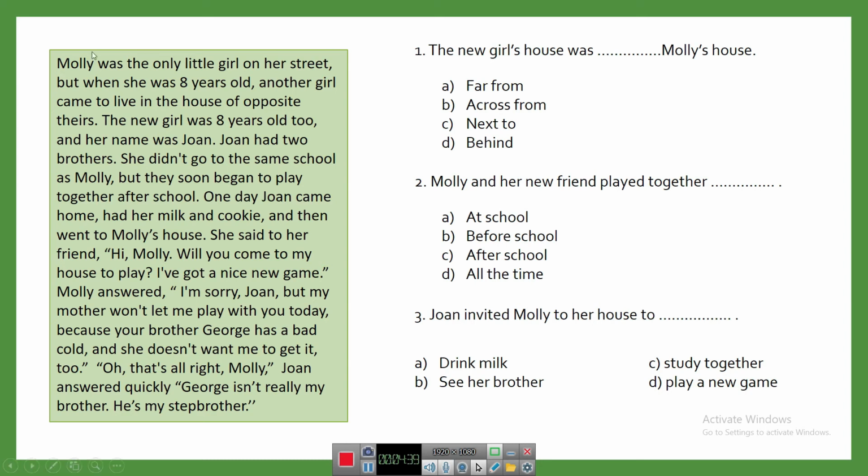Okay. Here we have the answer of this question. She didn't go to the same school as Molly, but they soon began to play together after school. Okay, so Molly and her new friend Joan played together after school. So C is the correct answer. Let's go to the next question.